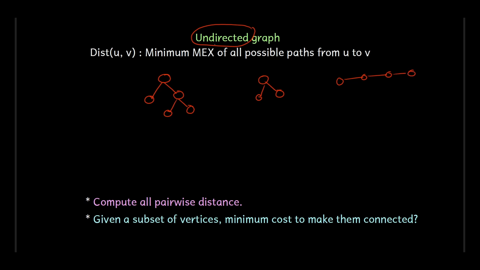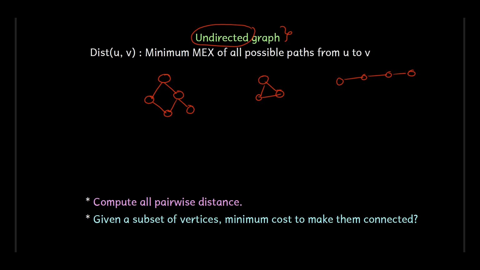In fact, this graph can even have cycles. So this could be one cycle, this could be another cycle. So this is just a general undirected graph with or without cycles and with or without connection between all the vertices.